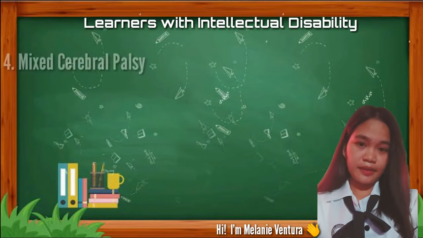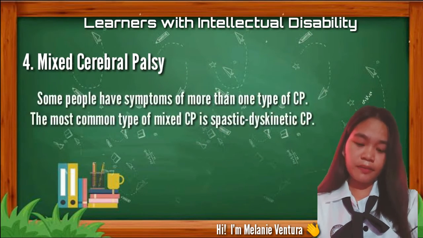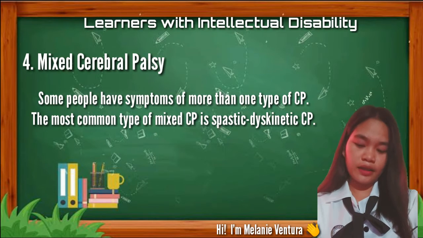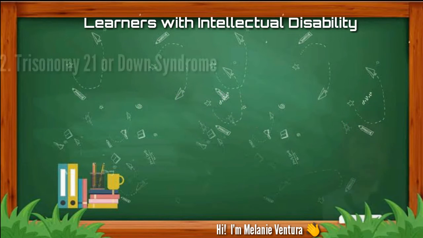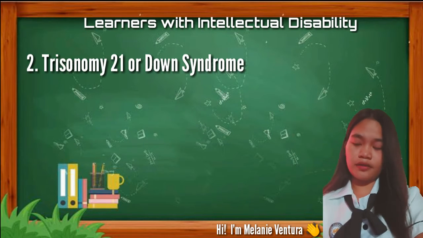And last is the mixed cerebral palsy. Some people have symptoms of more than one type of cerebral palsy. The most common type of mixed cerebral palsy is spastic dyskinetic cerebral palsy. And next is trisomy 21.